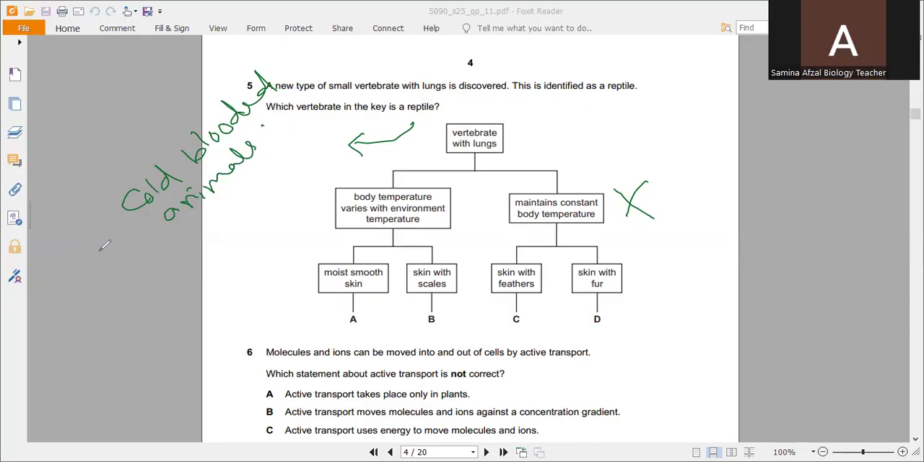So we will go on this side. So C and D, both options are incorrect. So we have to choose between A and B. A is moist, smooth skin, and moist, smooth skin is only in amphibians.